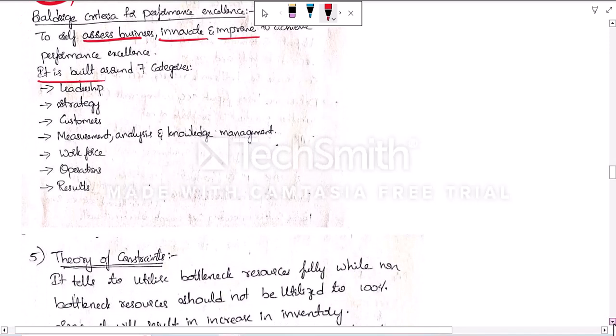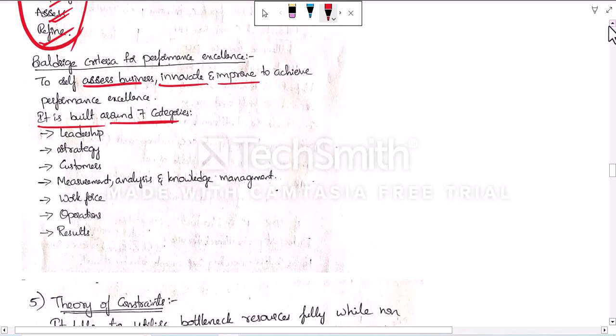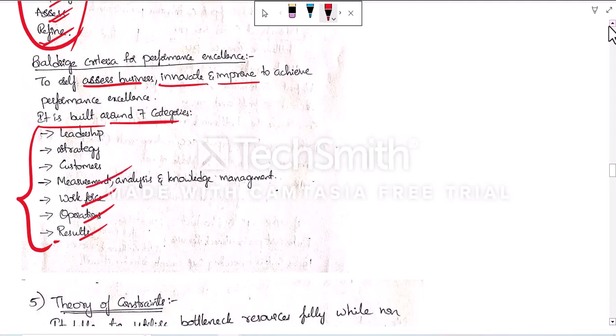It is built around 7 categories. Okay, how it is built means, in all these areas we can innovate and improve. There is a scope to innovate and improve all these 7 areas: results, operations, workforce, measurement, customers, strategy and leadership.